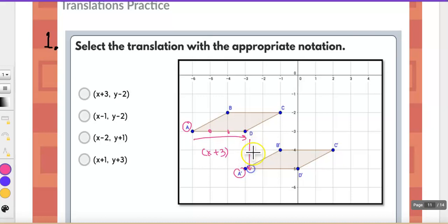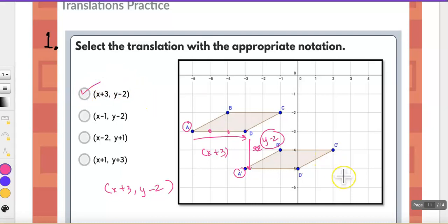Okay. Now what happened to the y-axis? It went down over here, minus 2 over here. So this is what? This is your y minus 2. So our answer is what? Our answer is x plus 3, y minus 2. Do you have any answer choice that looks like this? Yes. Option choice A is the correct answer.